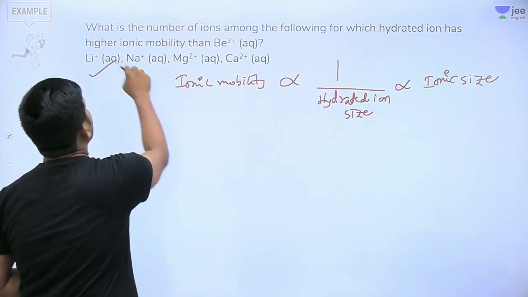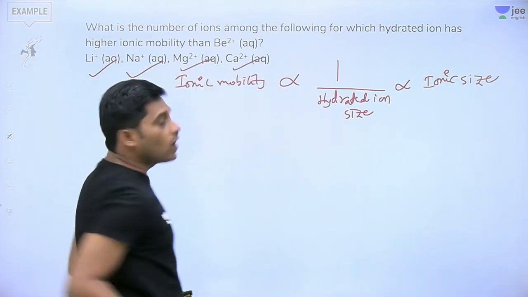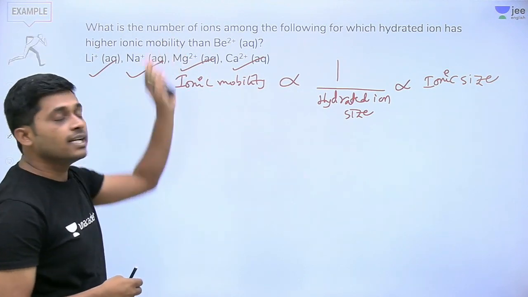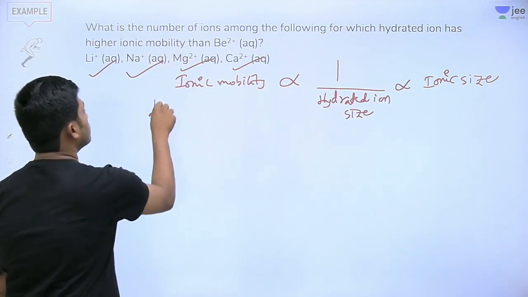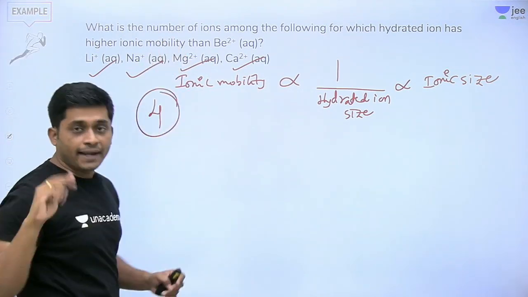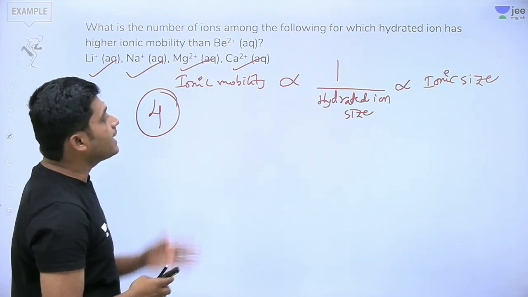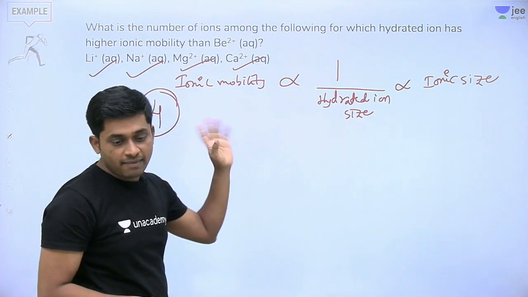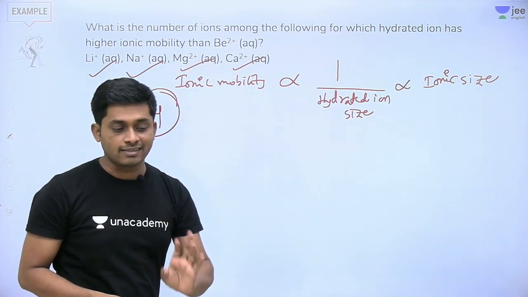So all these ions are smaller or bigger? They are bigger than beryllium plus 2. If you compare ionic size, they are bigger. Hydrated ion size, they are less. Ionic mobility is maximum. All is the correct answer.